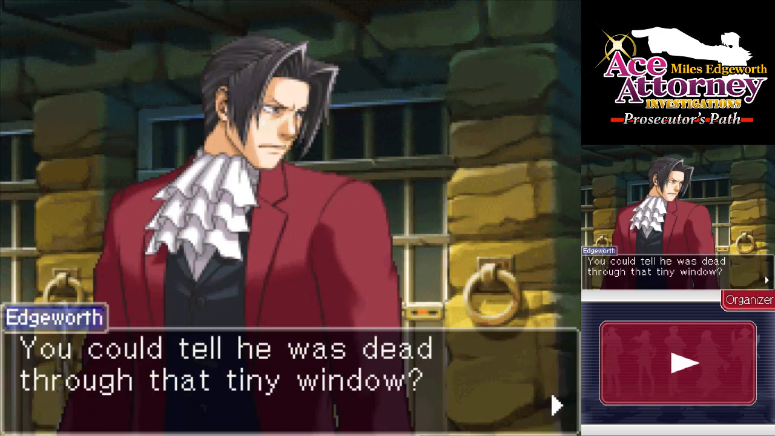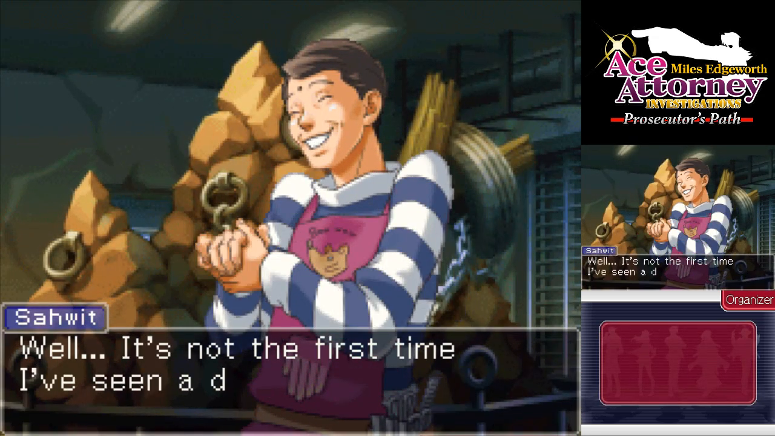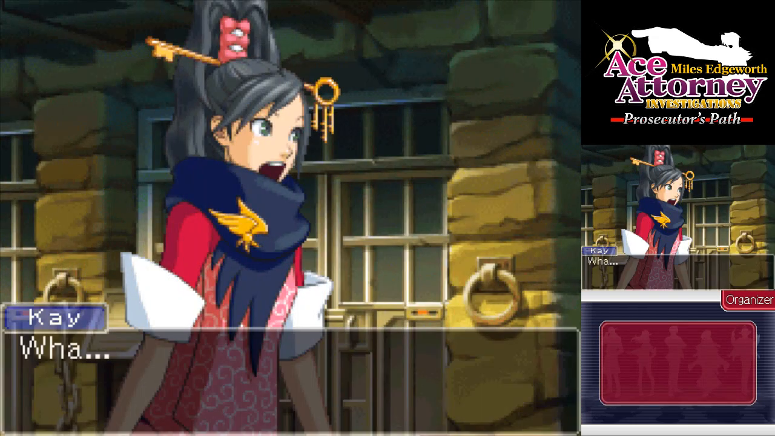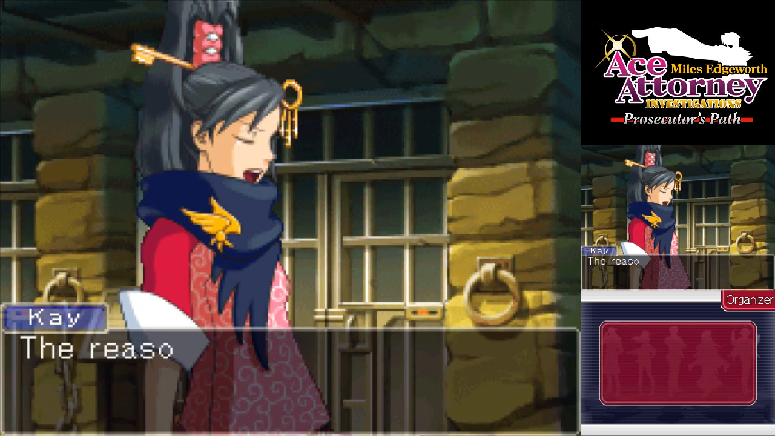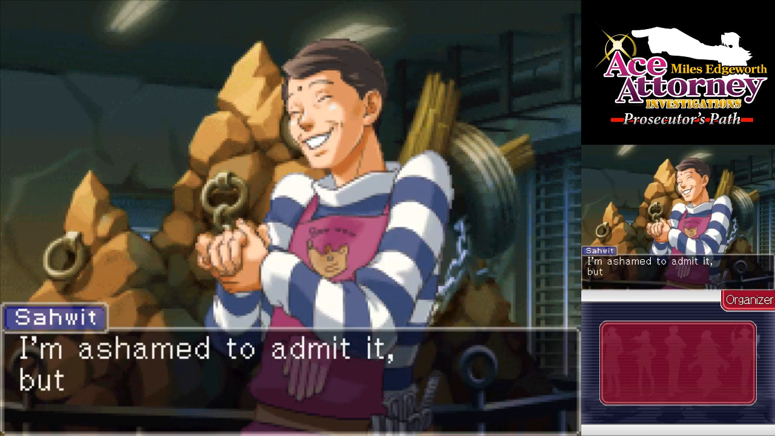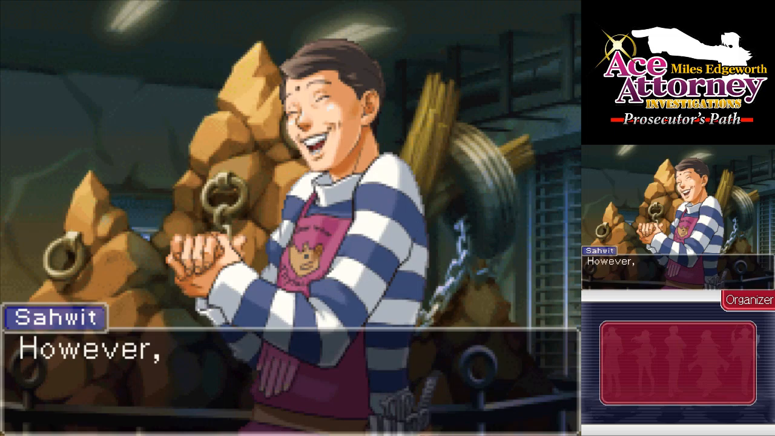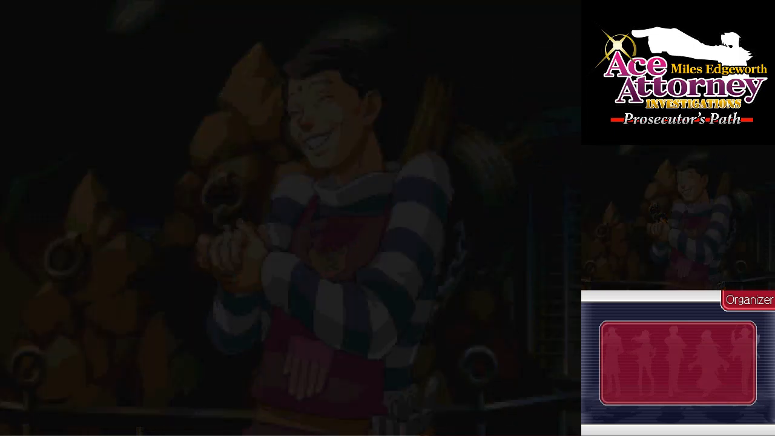You could tell he was dead through that tiny window? Well, it's not the first time I've seen a dead body. What? So you mean the reason you're in here is because... I'm ashamed to admit it, but it is as you say. However, this was my first time seeing a body that someone else had killed.